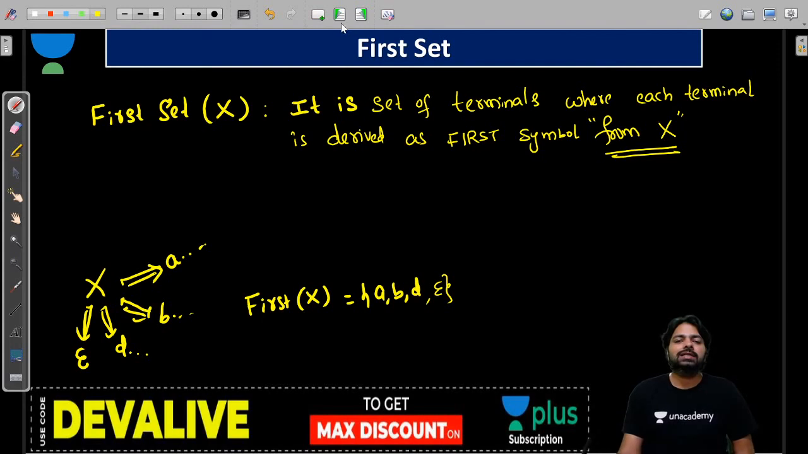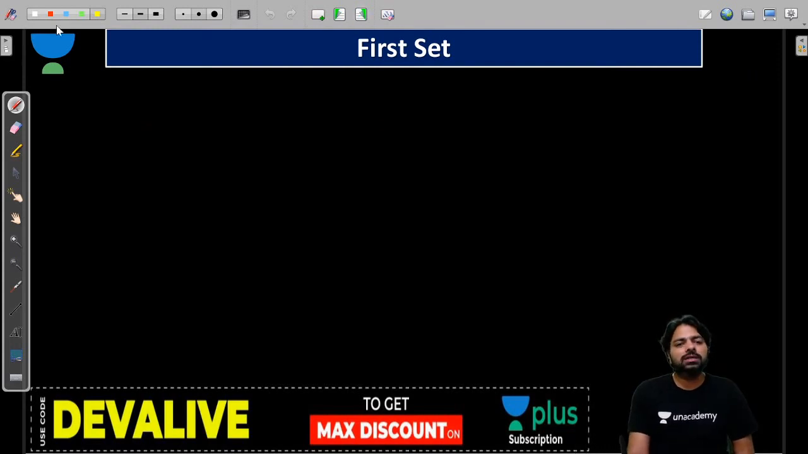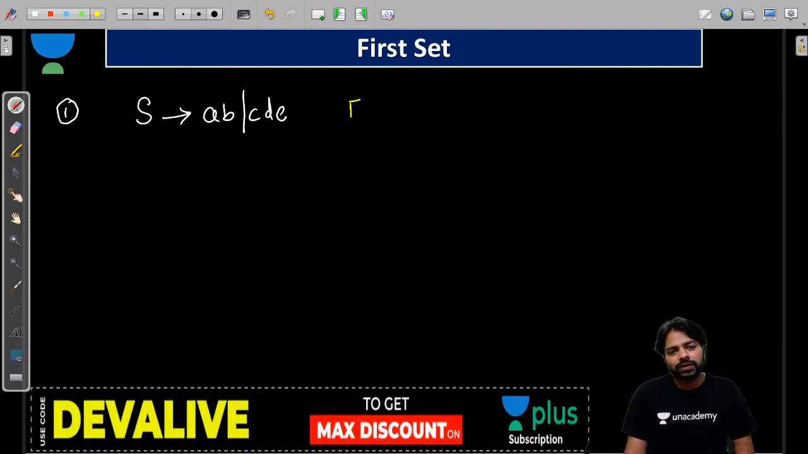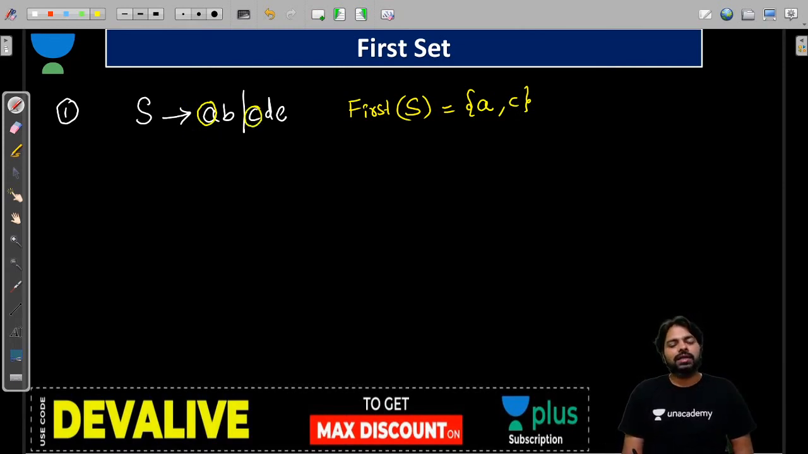To understand this, let's practice one or two examples, then we will practice together with the follow set later. Suppose you have S derives ab or cde. Now if I ask what is the first of S, then you have to say small a and small c. So this is the first terminal and this is the first terminal. There are two first terminals that can be derived from S.